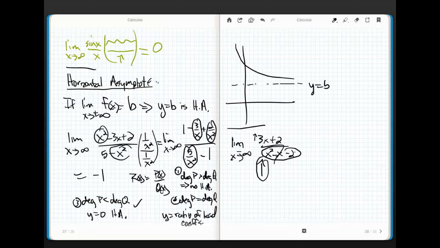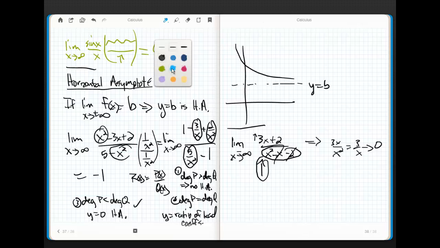Really out at infinity, this goes away and this goes away. So this whole thing can sort of be distilled to 3x over x squared. And out at infinity, what this turns into is 3 over x, and this goes to 0. If the degree of the denominator is greater than the degree of the numerator, that's always going to happen. It's going to win the tug of war. If your denominator gets bigger faster in a fraction, then guess what? Your fraction goes to 0. If your numerator gets bigger faster, then it blows up and goes to infinity.